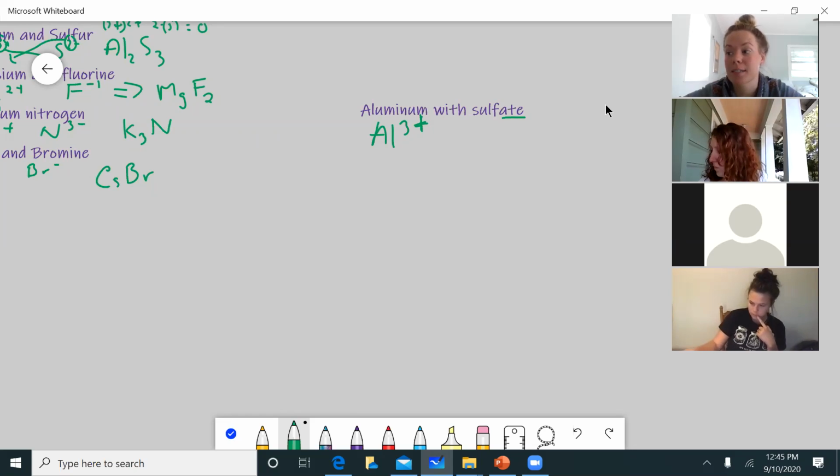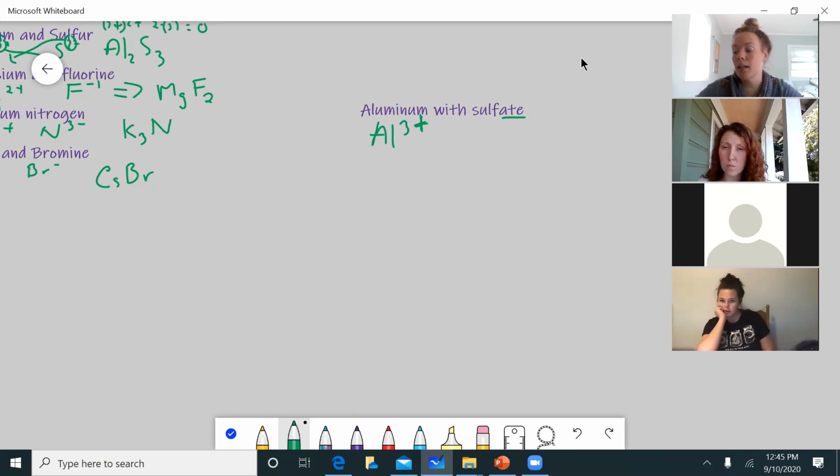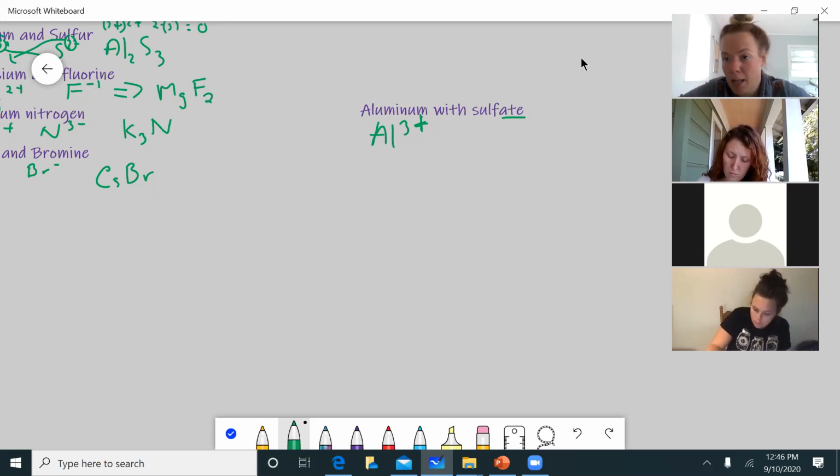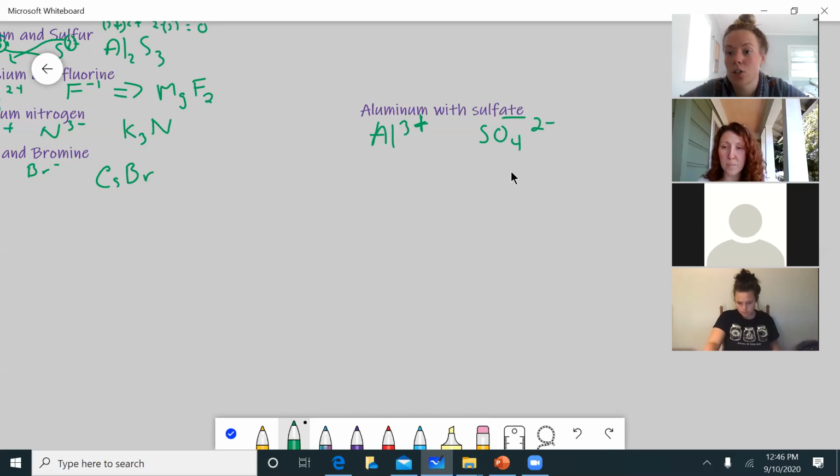Okay, so for your next test, make sure you have a polyatomic ion sheet on hand. There's one in the textbook. You can also print one off of Google, just search polyatomic ions, and it'll give you all of them. Okay, so sulfate is SO4 with a 2- charge.